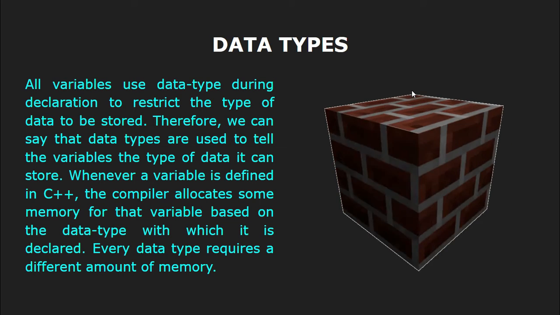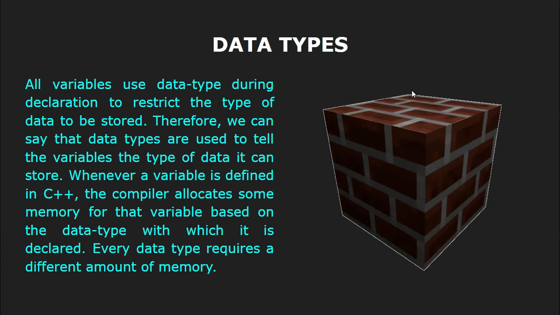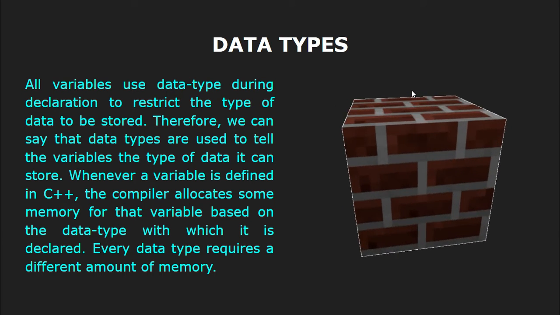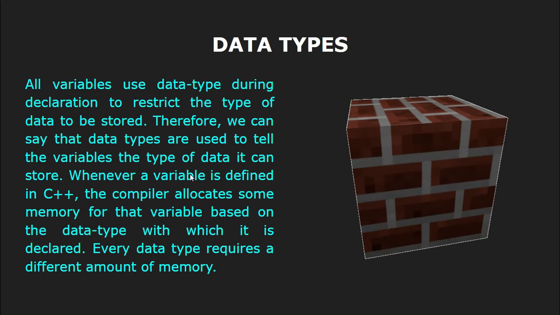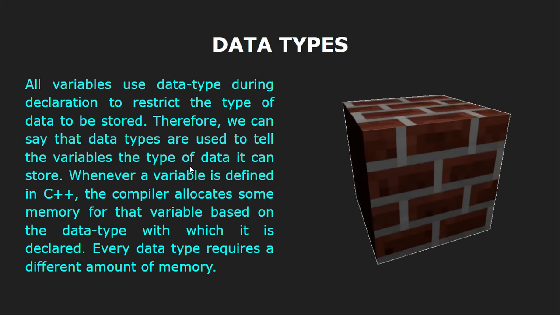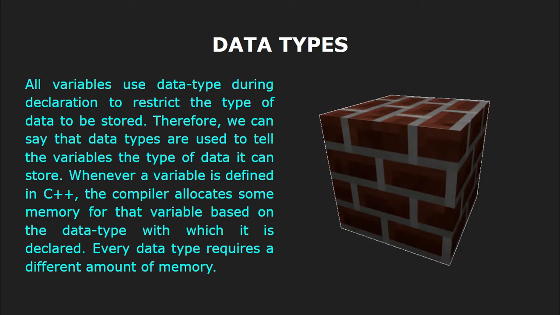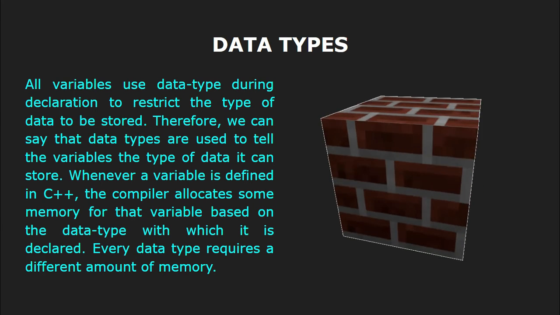We know that all variables use a data type at the time of declaration. It means when we declare a variable, at the same time we need to declare a data type also, because it tells the variable what type of data it needs to store. For example, if you are declaring an integer variable, then you need to store only integer values in that container. In this way, data types work.